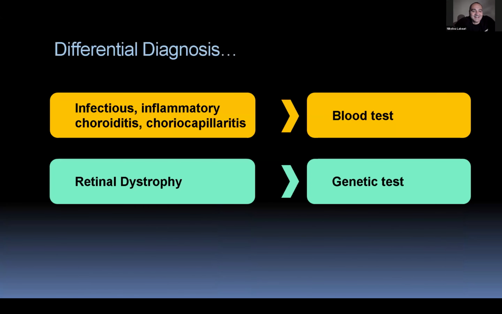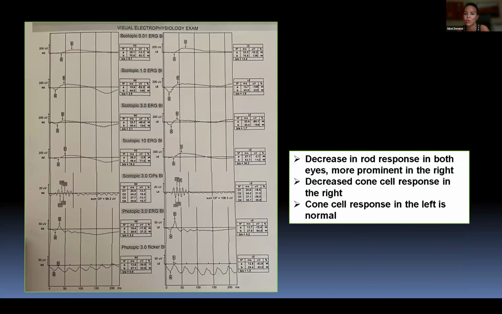For the diagnosis, first, the infectious or inflammatory choroiditis, choriocapillaritis, like you said: syphilis, TB, sarcoidosis, all those kinds of things. And the second thing is that there is for sure a retinal dystrophy, especially in the right eye, more prominent in the right eye. So what's happening in the retina? Are those coincidental, or is there any relation between the diseases? We'll see. So we ordered blood tests and genetic tests.